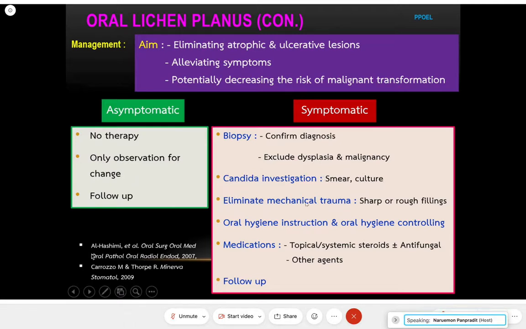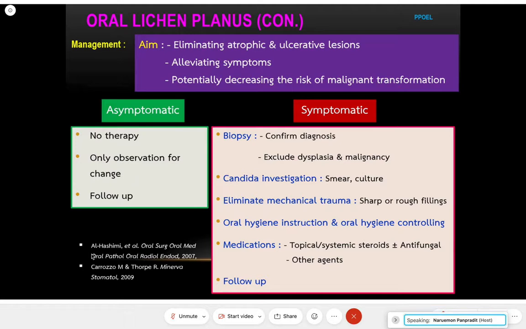And after biopsy, you have to think about superimposed candida, because some cases report burning sensation. Erythematous candidiasis can superimpose together with the lichen. And sharp edges or rough surfaces also irritate the lesion. Oral hygiene is also important. And finally, we need to use medication. This is topical or systemic steroid, plus antifungal agent if they have fungal infection together.